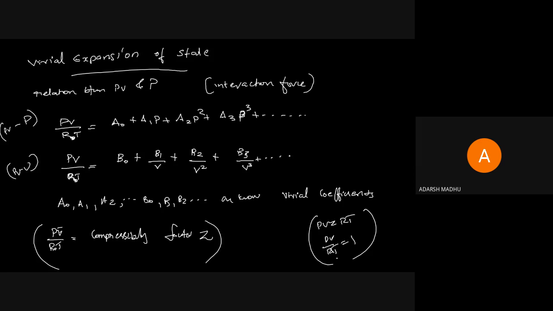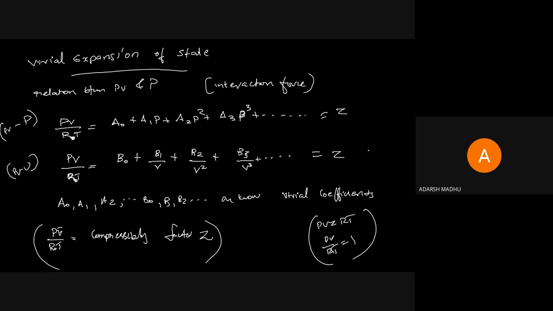So we can also write the equation as Z equal to A naught plus A1 P plus A2 P square plus A3 P cube etc., and Z equal to B naught plus B1 by V plus B2 by V square etc. PV by RT, the compressibility factor, is known as Z.